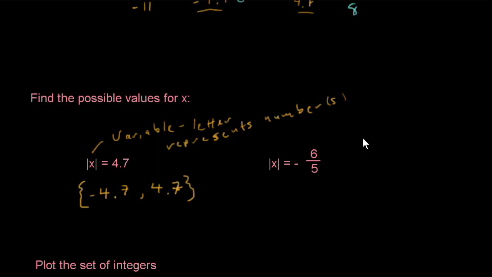On the next problem, what are the possible values of x that would give us negative 6/5 rather? And remember what we set up above, that the absolute value is never negative, so there isn't any number that would give us that. So there's no solution.